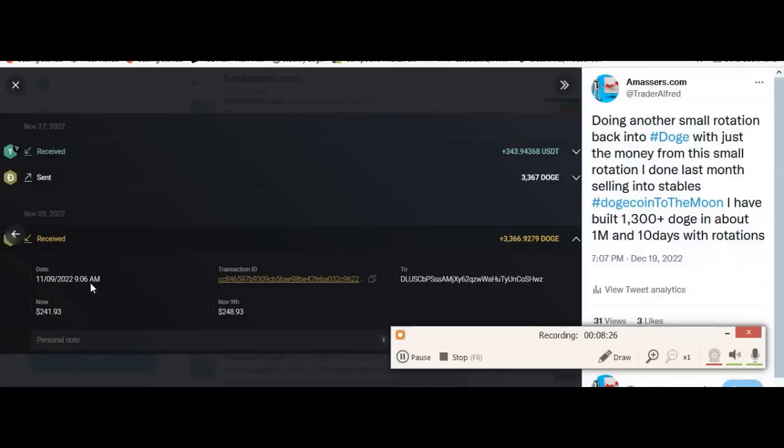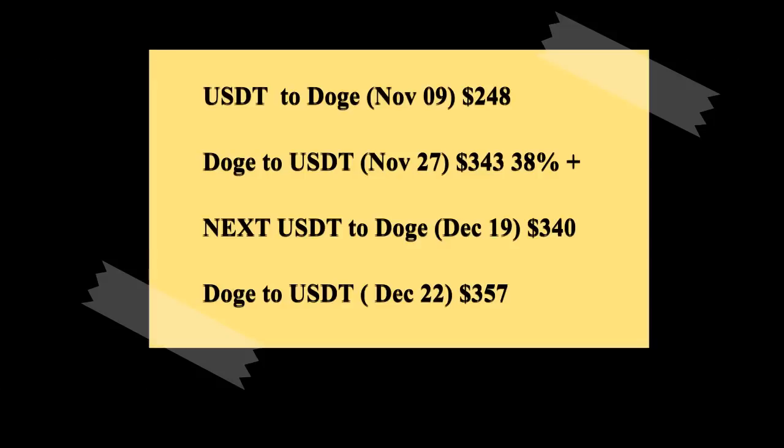All I did was make a purchase on November the 9th and change my money into Doge. Then I came back on the 27th, about 18 days later, and changed my Doge back to USDT. And there you go. I changed this, which originally was $248, to this right here, which is $343.